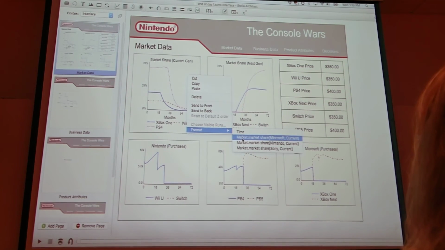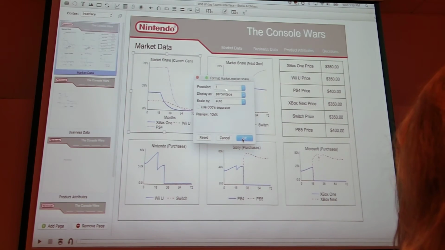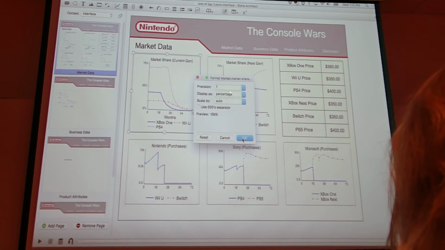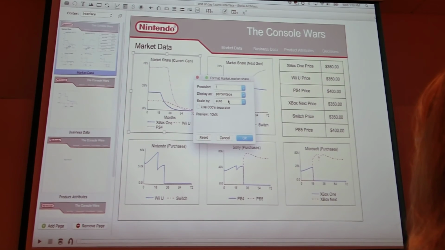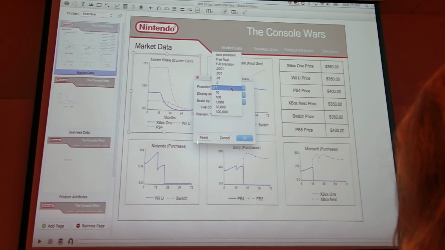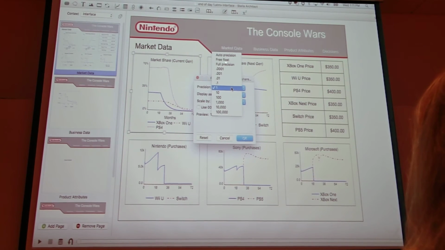So we can format market share. We have precision, which specifies essentially the number of decimal places. We go all the way from round to the nearest 100,000 to round to the nearest 10,000th. Full precision is give me every single number you compute. Free float is 6 decimal places, and auto precision is we take a guess based on the value of the number, how much precision you want.